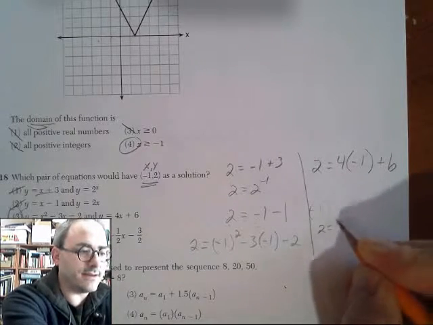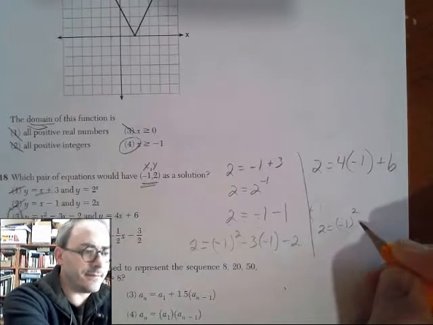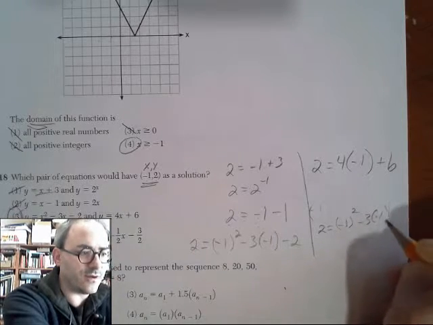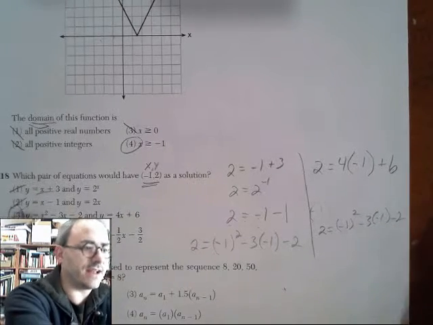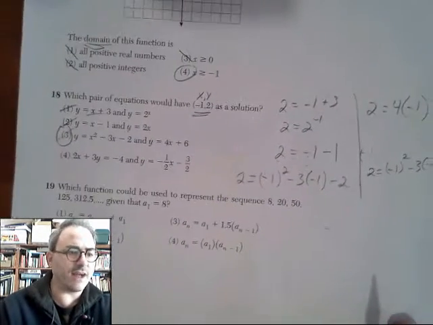It's going to be negative 1 squared minus 3 times negative 1, minus 2. We did that in our calculator. We found that equals 2. So 3 is going to be the obvious choice to go with here.